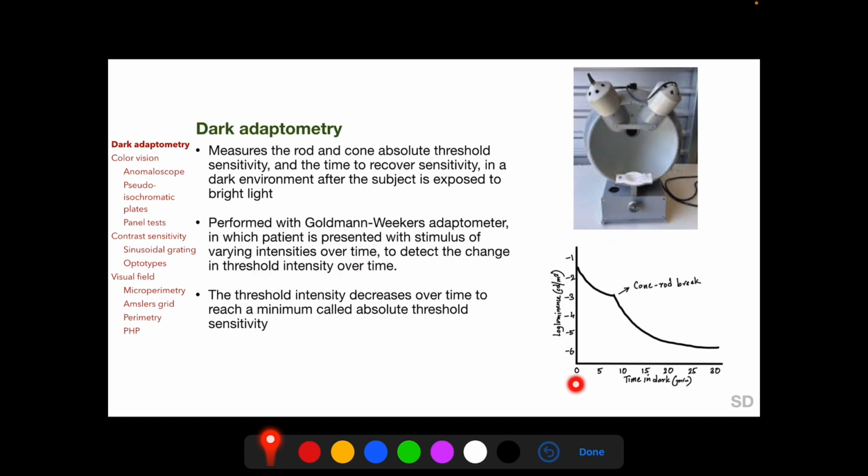And this is the dark adaptation curve, which we have discussed in the session on physiology of neurosensory retina. So here we see that the threshold intensity decreases over time to reach a minimum called absolute threshold sensitivity, with this point representing the absolute threshold sensitivity of cones and this point representing the absolute threshold sensitivity of rods.